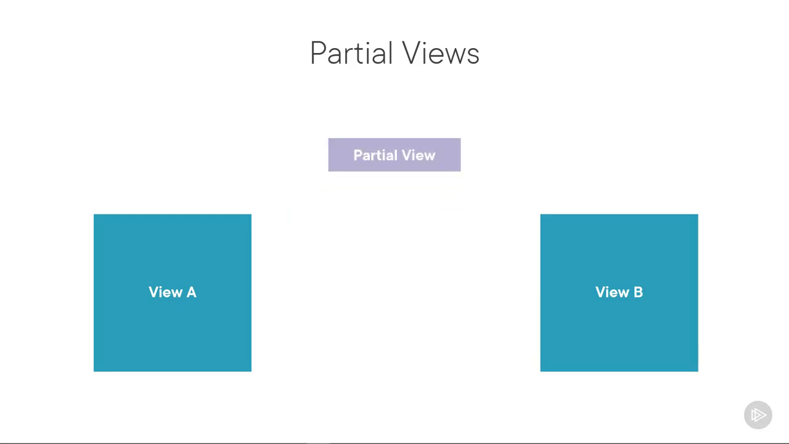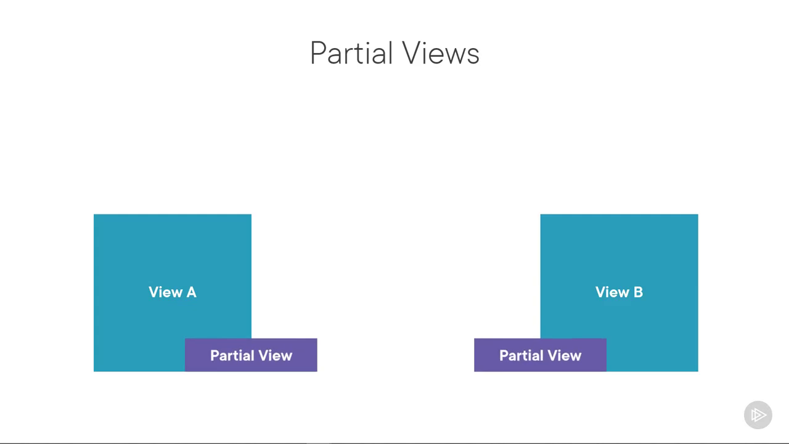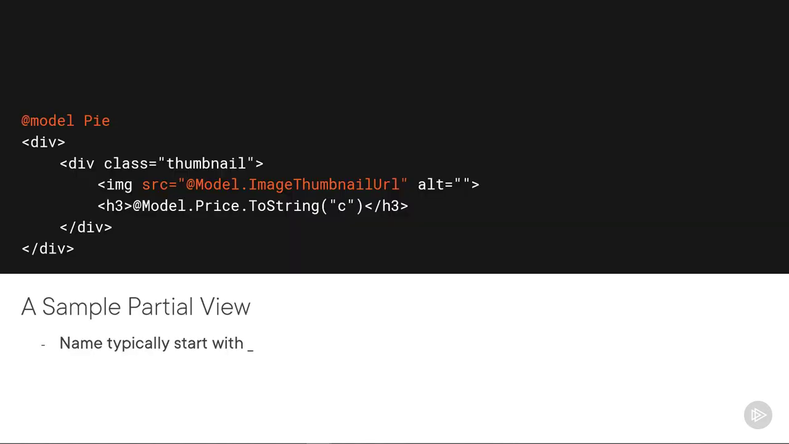Say hello to partial views. Partial views are like a fragment of code that I can embed in several places, enabling code reuse. A partial view is again just a view. Here you can see a simple partial view. Doesn't look very different from a regular view, right?